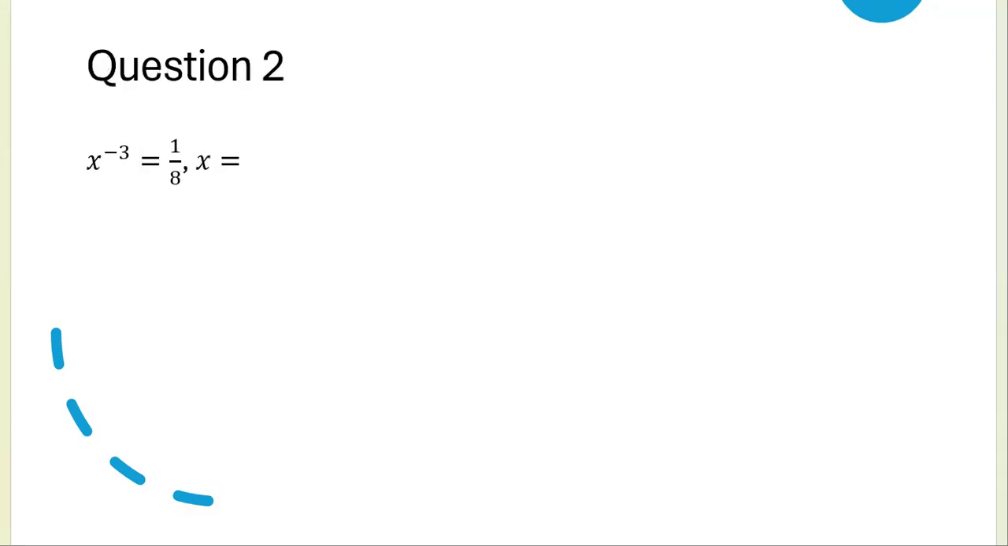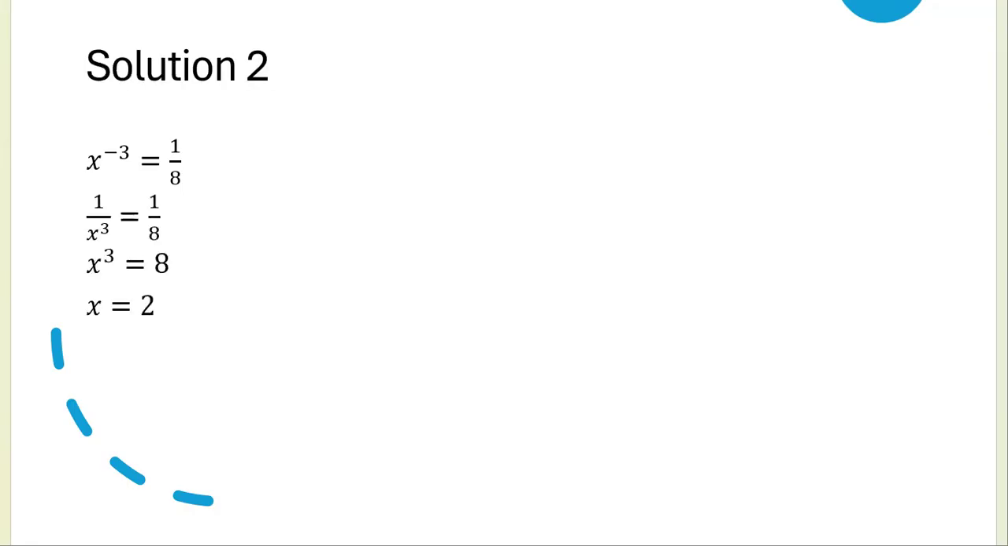Okay, what about this one? x to the negative 3 equals 1 over 8. x is equal to what? Okay, hopefully you got x is equal to 2. You can rewrite this negative exponent as 1 over x cubed. So the x cubed is 8. So if you invert both sides, the x is 2.